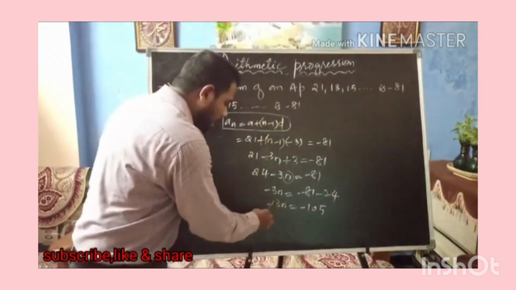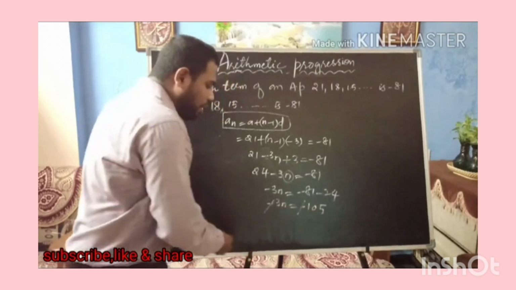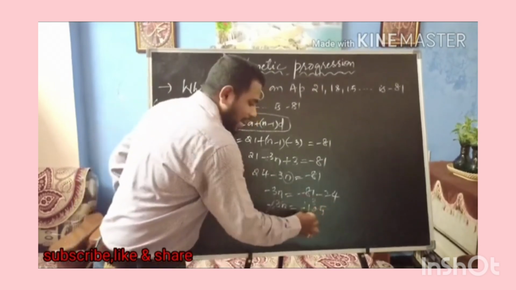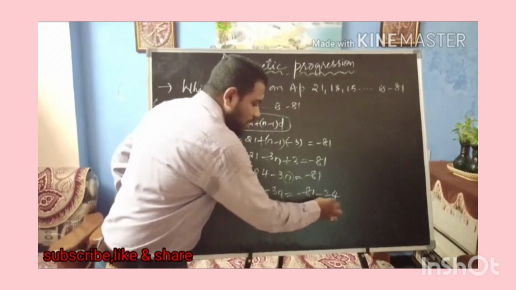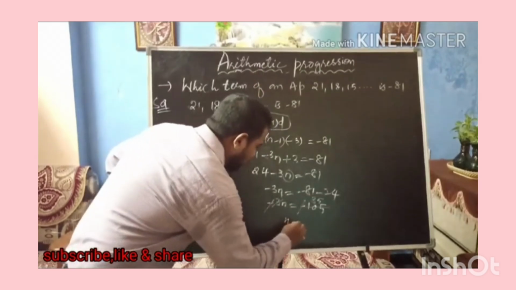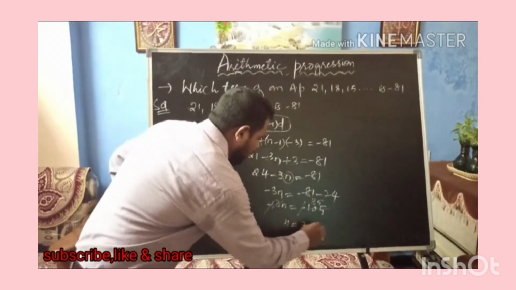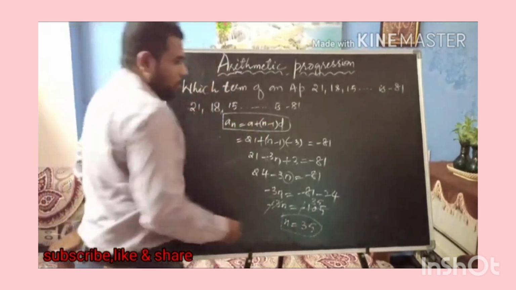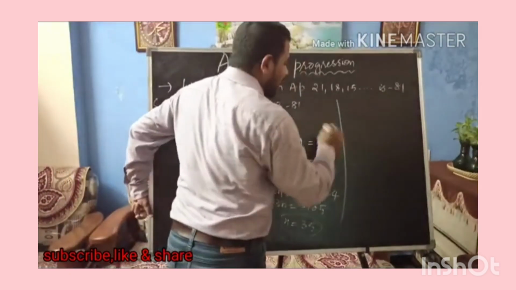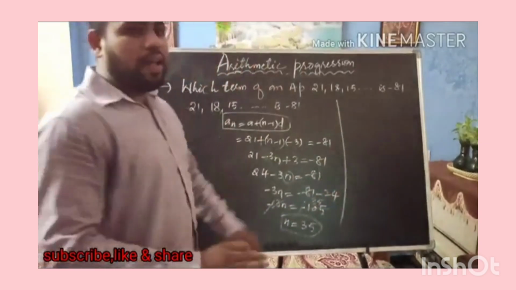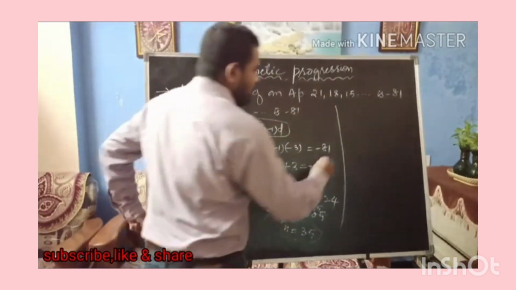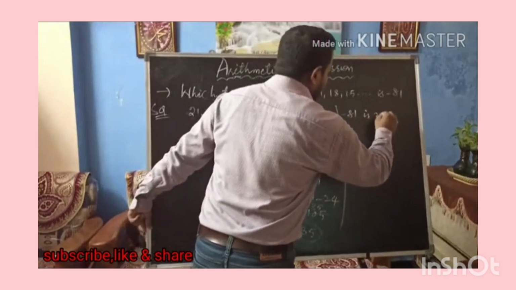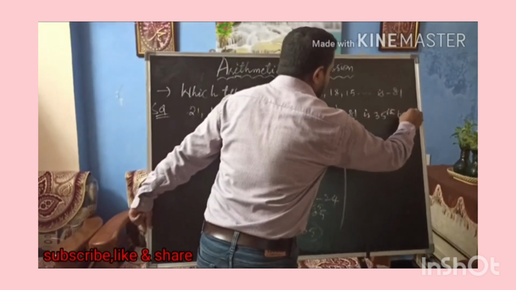So I'm just going to cancel minus and minus. So here we go with 3 ones are 3. It's going to be 3 3s are 9. 1 left. 3 5s are 15. So n is going to be what? 35. It means minus 81 is the 35th term. What does this mean? This means that minus 81 is the 35th term.